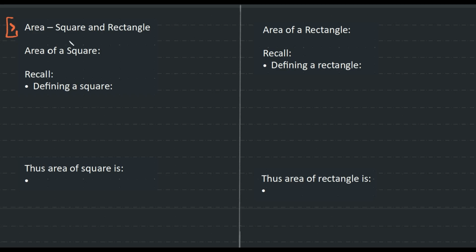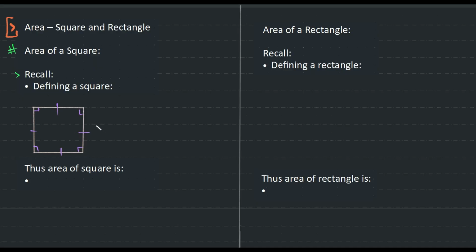We're looking at the area of a square. So first thing is, let's recall what a square is. A square is nothing but a four-sided closed figure wherein all the side lengths are equal and the angles are 90 degrees at the corners. Right, that is a square.